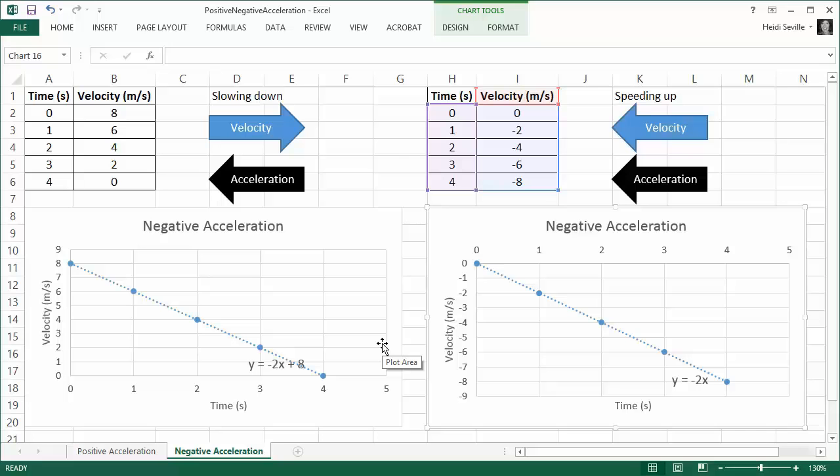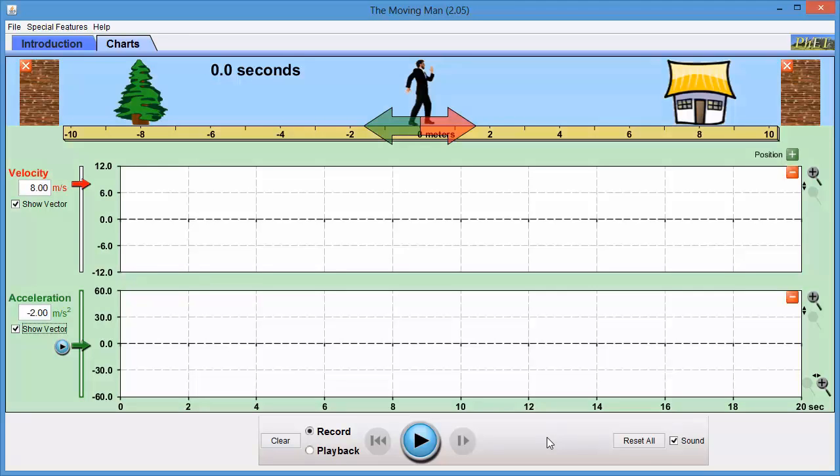So these two cases demonstrate how negative acceleration doesn't always mean slowing down. In other words, negative acceleration doesn't mean deceleration; it depends on the direction of motion and if acceleration is in the opposite direction or in the same direction. So the Moving Man Interactive shows us this time that if velocity is positive or moving to the right and acceleration is negative or in the opposite direction, the man will slow down. It also shows that if velocity is negative and acceleration is negative, then the man will speed up.